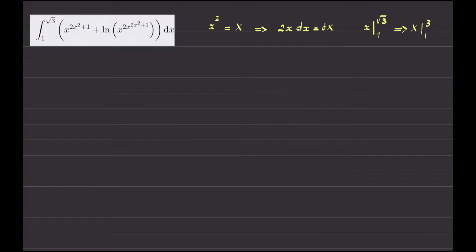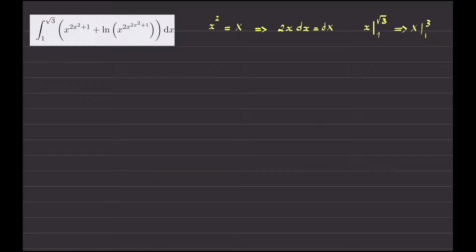Yes, so I replace little x with 1. 1 to power 2 is 1. And then I replace little x with the square root of 3. So square root of 3 to power 2 is 3. So these are the limits of the integral expressed in terms of the new variable capital X.